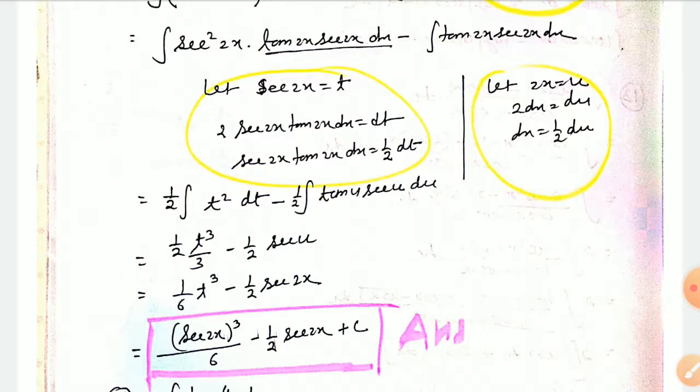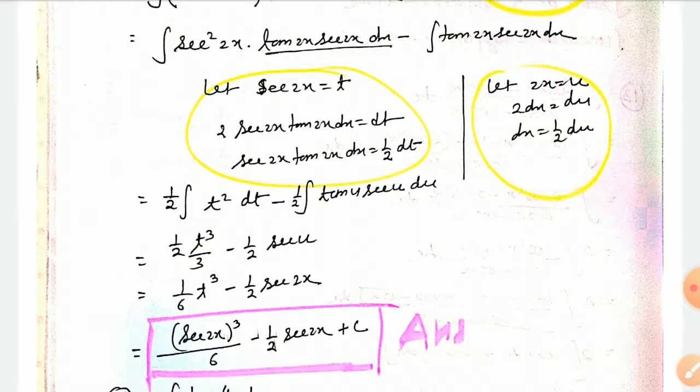because sec 2x is equal to t, therefore sec square 2x is equal to t square, and sec 2x tan 2x dx is equal to 1 by 2 dt. Therefore we write here 1 by 2 dt. And in the second part, 2x is equal to u, 2 dx is equal to du, dx is equal to 1 by 2 du, and it will be tan u and sec u.